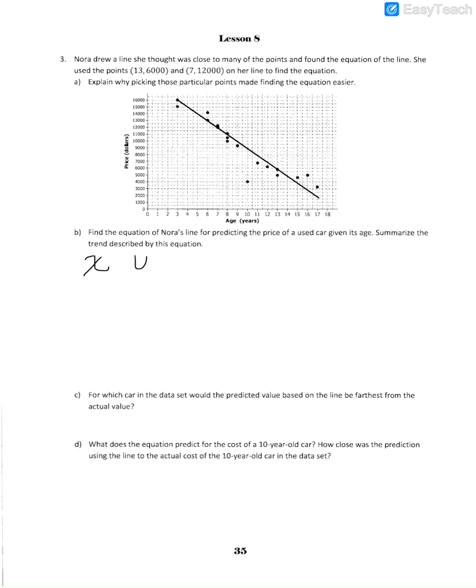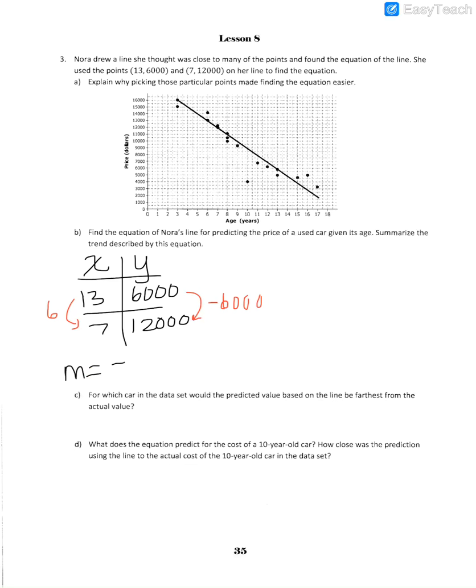When you do the slope of these 2 points, (13, 6,000) and (7, 12,000), you get negative 6,000 over 6. When you divide those, wow, what a nice round number we get, right? Negative 1,000. It's not a crazy decimal. It's just a nice, neat number.